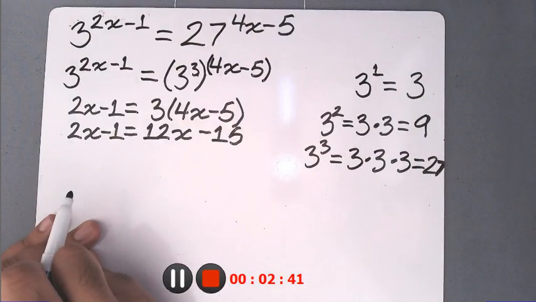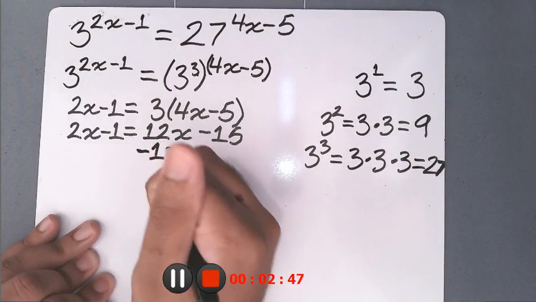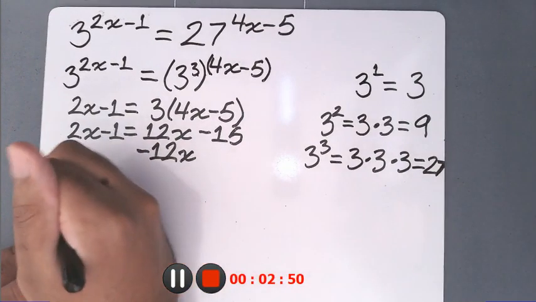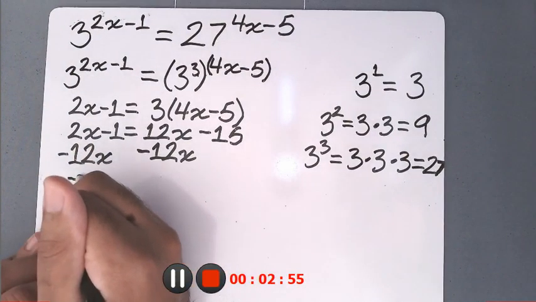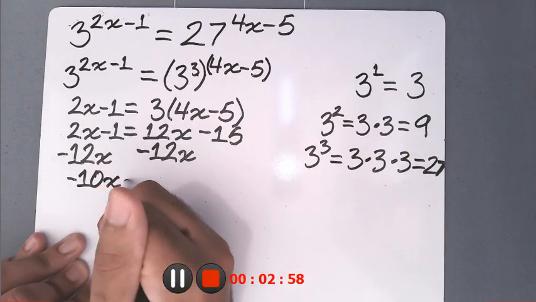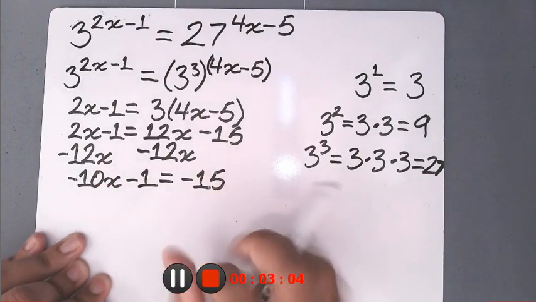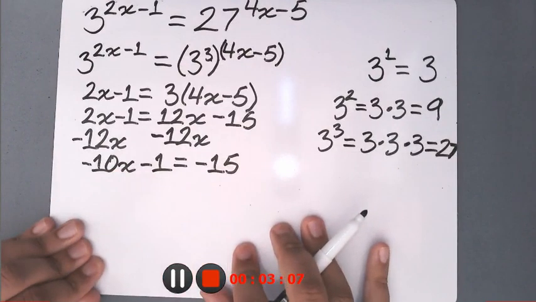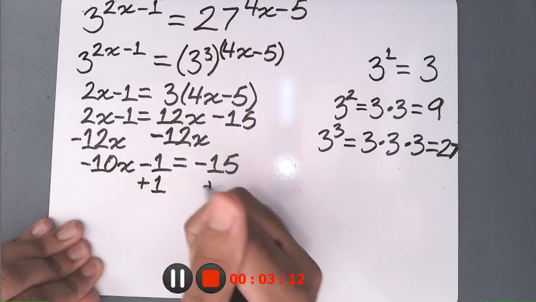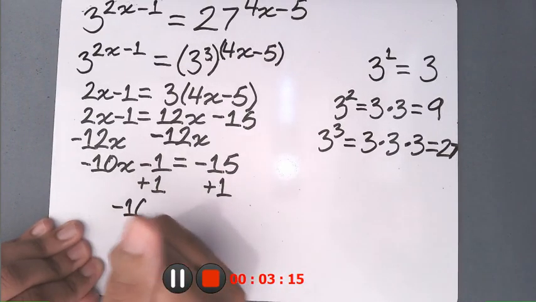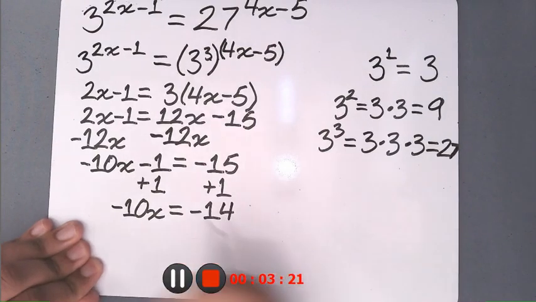And now I can start by isolating x by moving all your x terms to the left side. Here we only have one term to move to the left side. And 2 minus 12x is a negative 10x. We're left with negative 1 equals negative 15. And here I can finish isolating x by adding that 1 over. I'll get a negative 14.